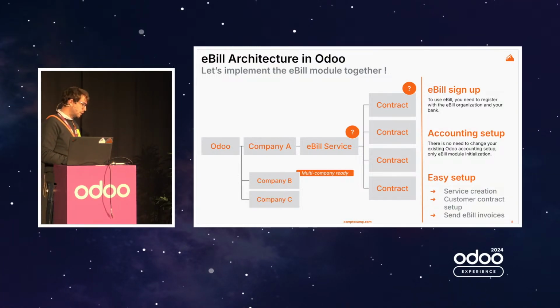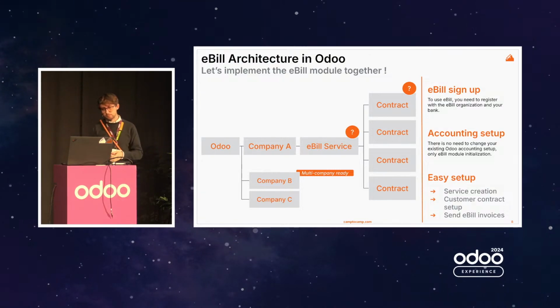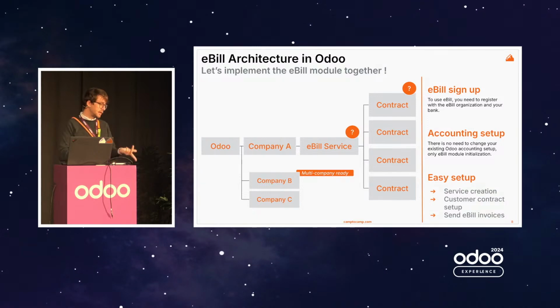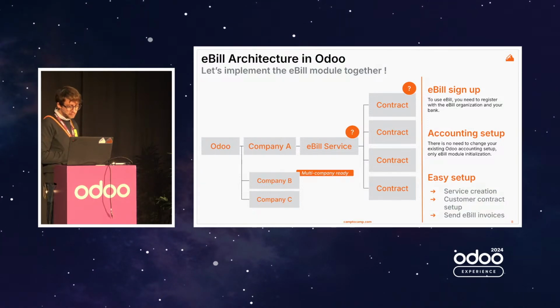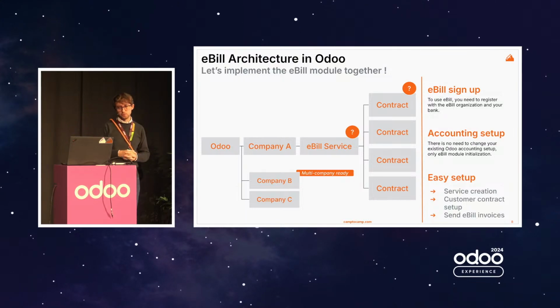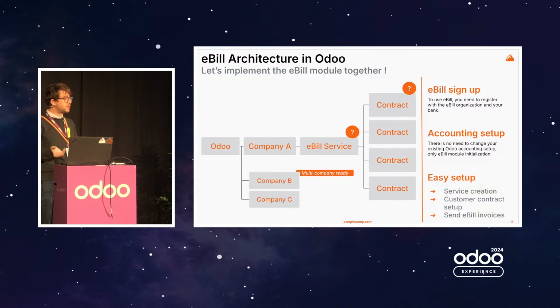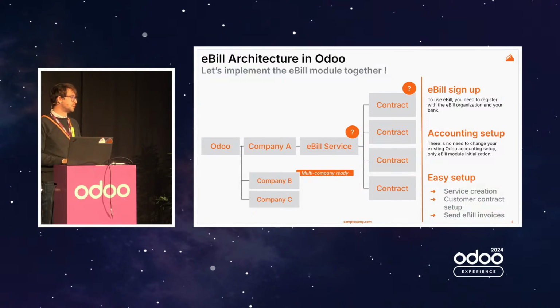So it's cool. I installed the module. What do I have to do? eBill sign-up, to have, like I said before, your services, your credentials. No accounting setup. It's really built with the standard features, so you don't need to change this kind of thing. It's okay. And then just create your contract. And let's go, we can emit some invoices.